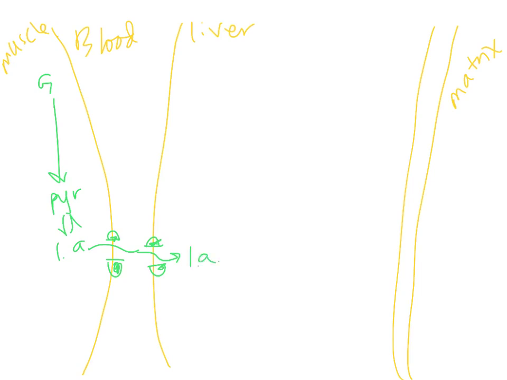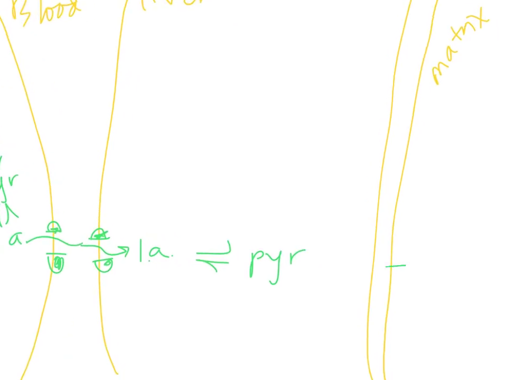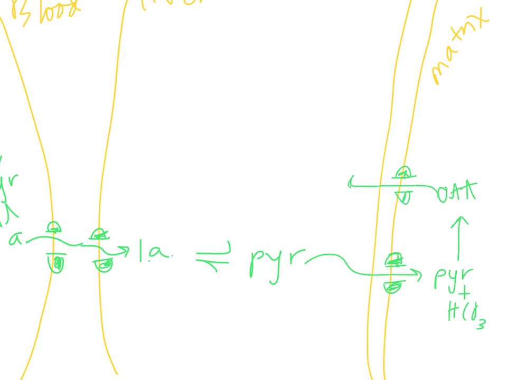LA is lactic acid, which will be oxidized into pyruvate. This pyruvate, these little squigglies are membrane proteins. Into the mitochondrial matrix, where an HCO3, a bicarbonate, is added onto it to make oxaloacetate. I'm not adding in ATP or the coenzymes right now because we just did that.